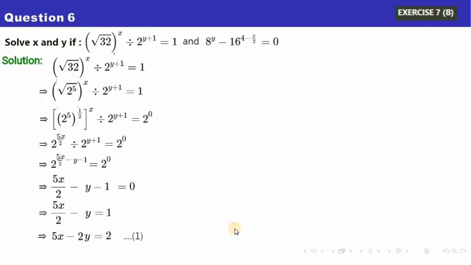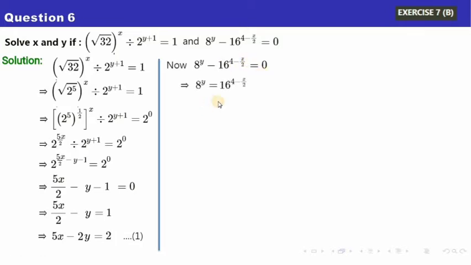So let me call this equation number 1. Now let me take the other case, that is this one. Now we have this one, so let me shift this to the right hand side, you get this much, isn't it? Now factorize 8 and 16. So when you factorize 8, you get 2 cube, and when you factorize 16, you get 2 to the power 4. And outside we have power 4 minus x by 2. Here the power is y.